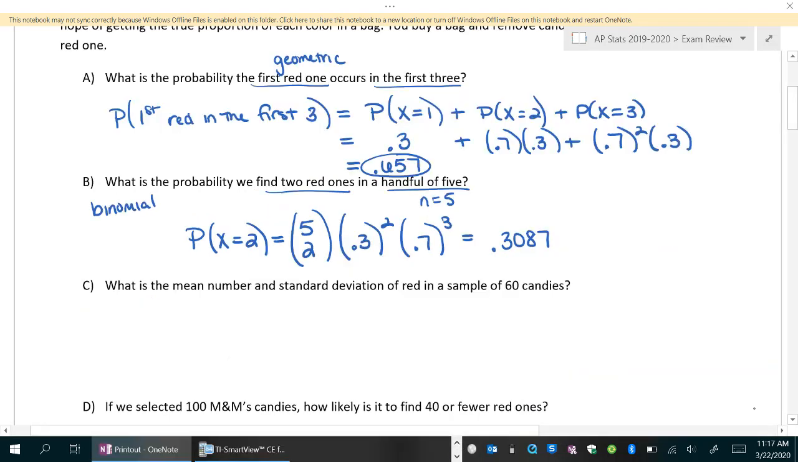Okay, so we want to find the probability that exactly 2 are red in our handful of 5. So we start the formula by doing 5 choose 2 times the probability of success of 0.3 to the power of 2, because we want 2 red ones, and then multiply that by the probability of failure, or 0.7, to the power of 3, because if I have 2 successes out of 5, that means I have 3 failures. So there's 2 ways to actually calculate this.